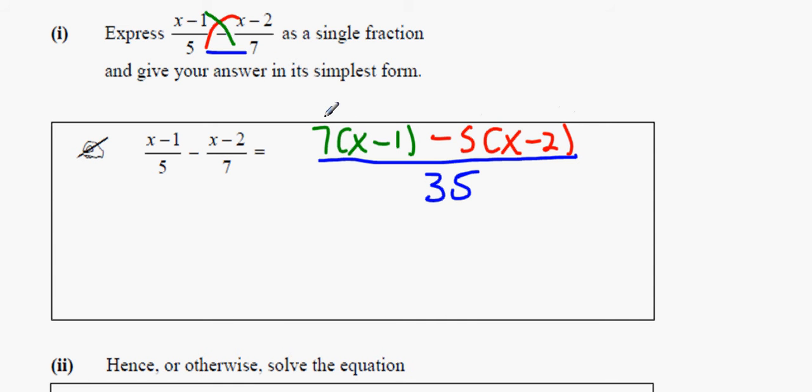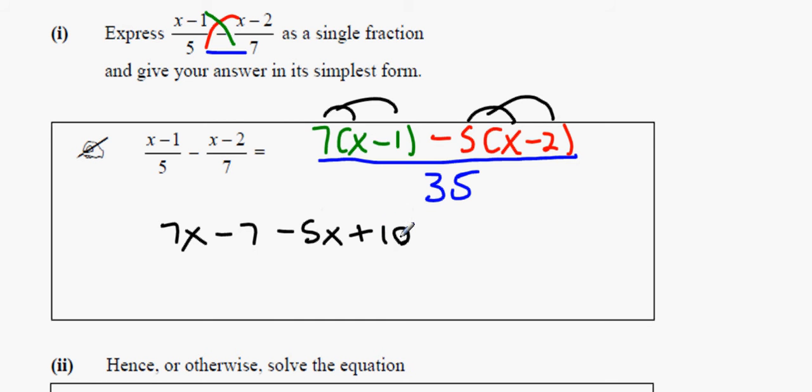So what we're going to get is 7x minus 7 minus, so 7 multiplied by x is 7x, 7 multiplied by minus 1 is minus 7, minus 5 multiplied by x is minus 5x, minus 5 multiplied by minus 2 is plus 10. Okay, that's all going to be over 35.